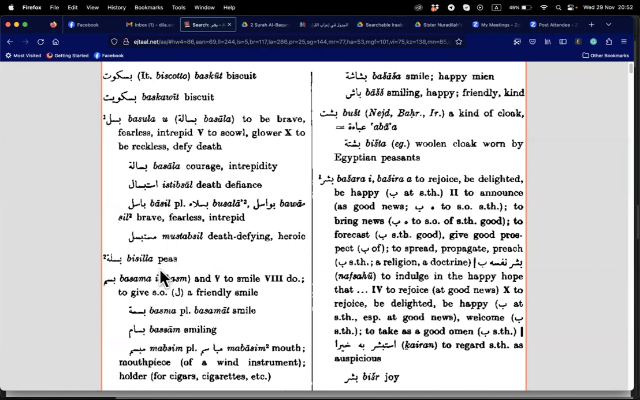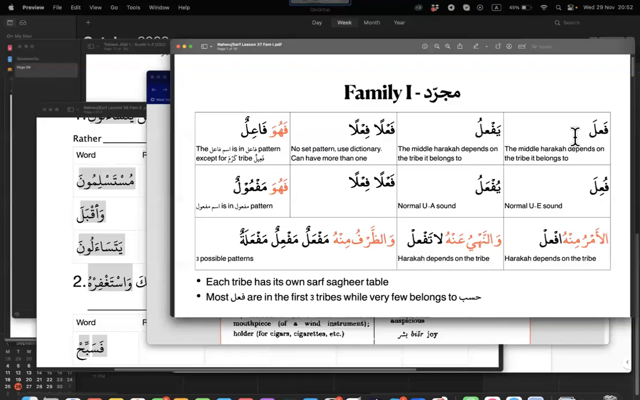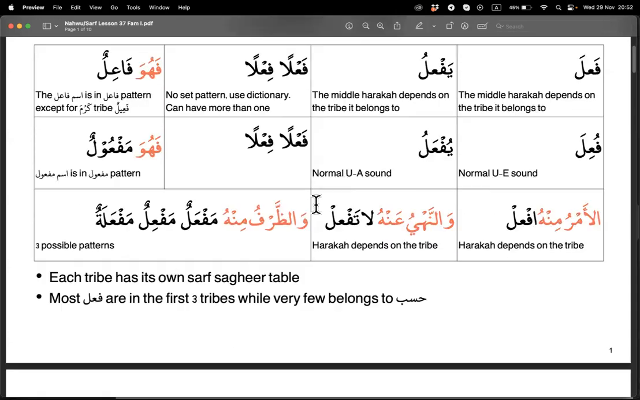Okay? If they never give you the Arabic, it means it's just 3 letters, then you put the harakah based on this. Okay, they will never say the last harakah, because obviously the last harakah can be Dhamma, can be Fathah, can be Kasrah. Okay? Now for the tribes.